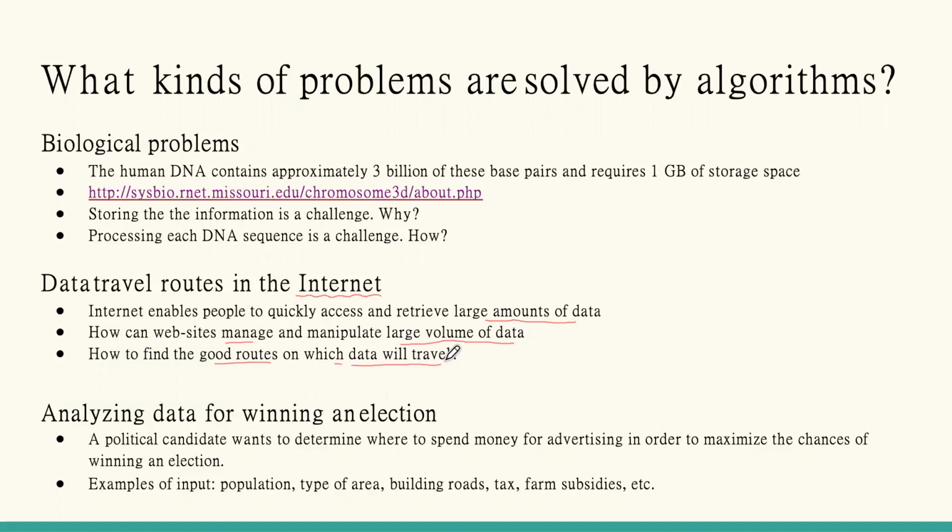Another example would be analyzing data for winning an election. Say, for example, a political candidate wants to determine where to spend the money for advertising in order to maximize the chances of winning an election. So there are many parameters that come into play. For example, population of the various states, type of area, buildings, roads, tax, farm subsidies, and all these issues come into play. So how should a political candidate optimize all of this information that's supplied by the campaign in order to maximize the chances of winning the election? Once again, we'll need algorithms to solve problems like these.